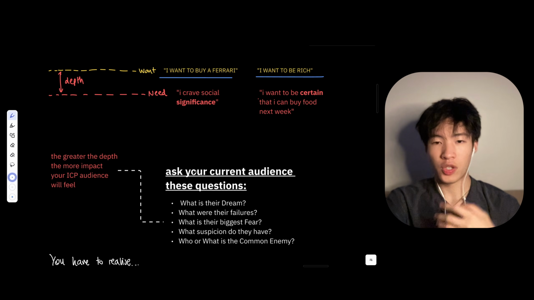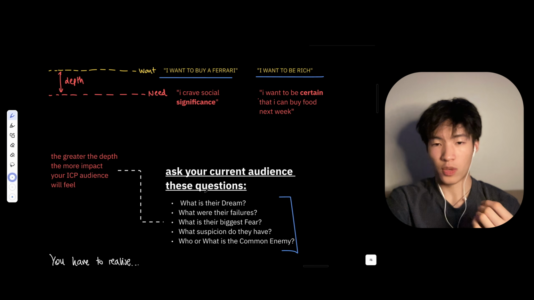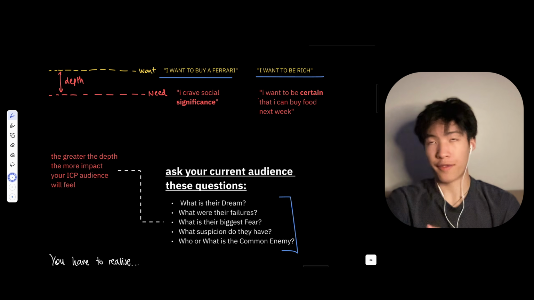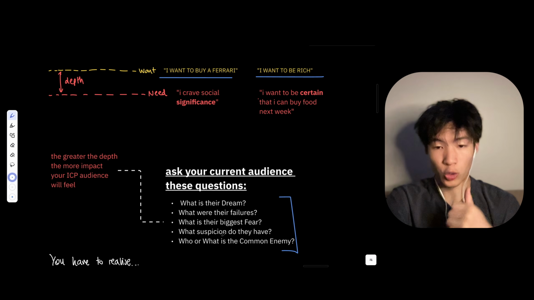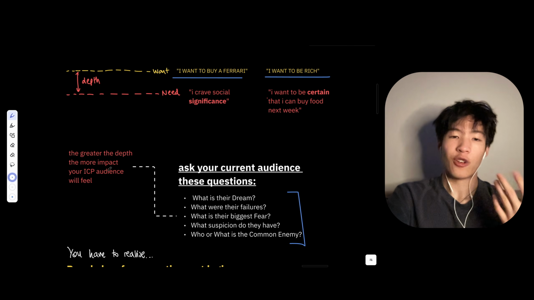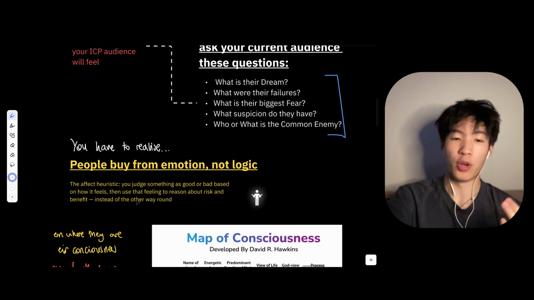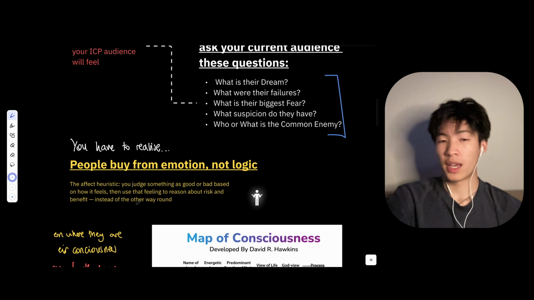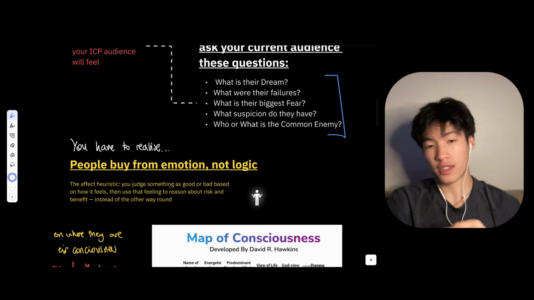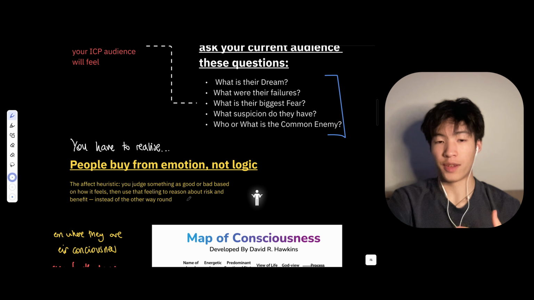And you can answer these questions to actually understand what they want, which is: what's their dreams, what's their failures, what's their biggest fear, what suspicions do they have about life, and who and what is their biggest enemy. And you can see, the greater the depth, the more impact your ICP audience will feel. Because you have to realize people buy from emotion, they don't buy from logic. And you can use this to your advantage, where the effect heuristic explains how you judge something as good or bad based on how it feels, then use that feeling to reason about risk or benefit, right?